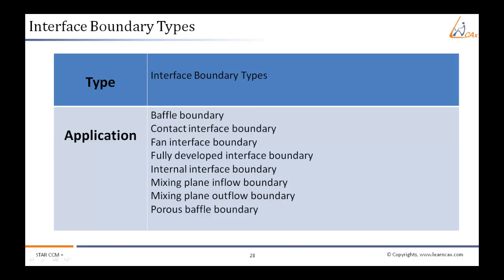The possible generated boundary types are baffle boundary, contact interface boundary, fan interface boundary, fully developed interface boundary, internal interface boundary, mixing plane inflow boundary, mixing plane outflow boundary, and porous baffle boundary. The name of the interface boundary cannot be changed except by changing the names of the original boundary and the interface.